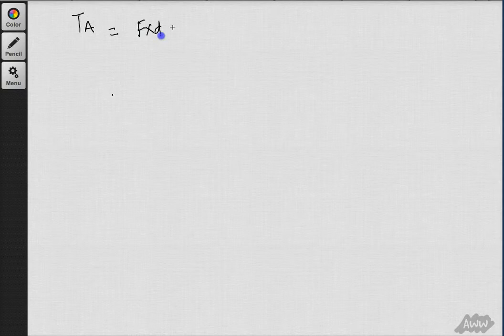So let's calculate the anti-clockwise turning moment first. So turning moment anti-clockwise equals force times distance. Again, that's simply 5 kg into 10 meters per second squared into the distance, which was 2 meters, and that works out to 100 Newton meter.